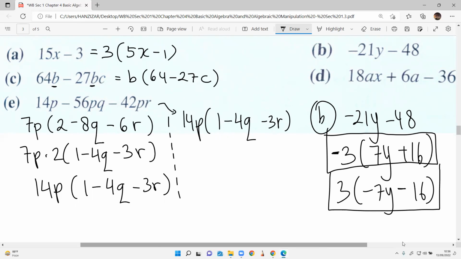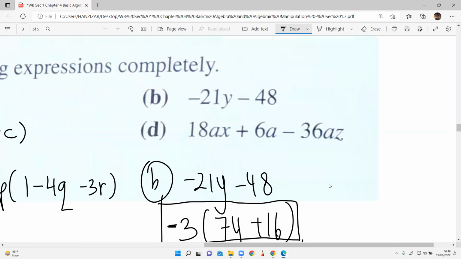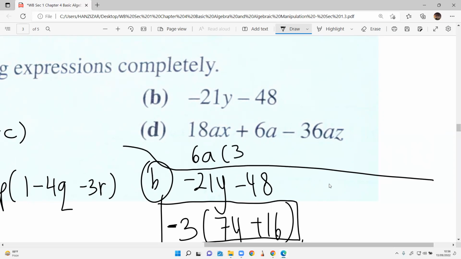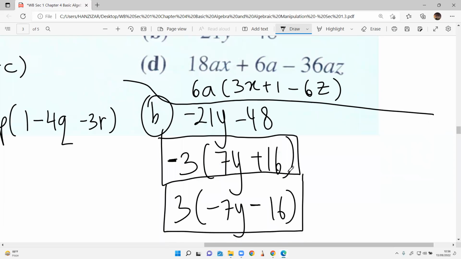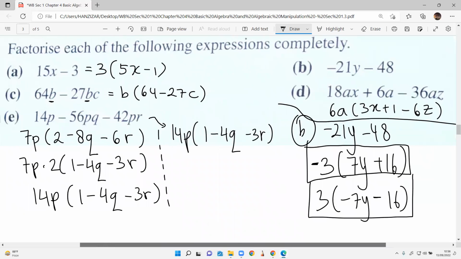Okay, next D. What number do you want to get rid of? 18, 6, 3, 36? 6A, right? And then 3x plus 1 minus 6z. Okay? Okay, I will zoom out a bit so you can see this answer clearly. There you go.